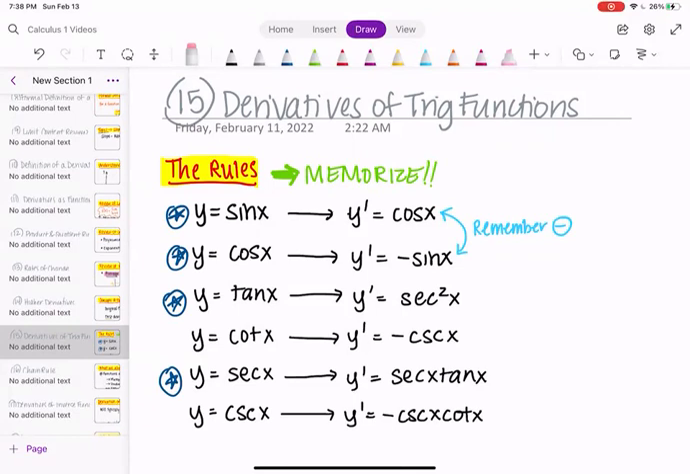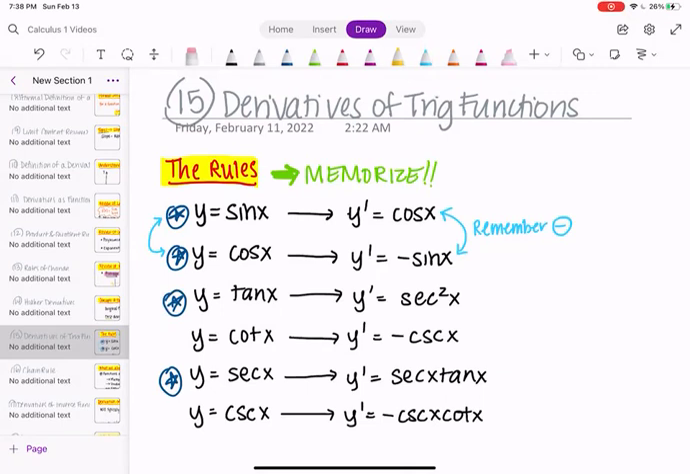And the benefit of knowing these four is obviously sine and cosine, you're going to have to know those, they are the most common ones you'll use. Tangent and secant are related, just like cotangent and cosecant are related, but I'll go into that in a second. So tangent becomes secant squared x, and secant becomes secant x tangent x, right? So that's the pattern there. Basically, that just says that those are related.